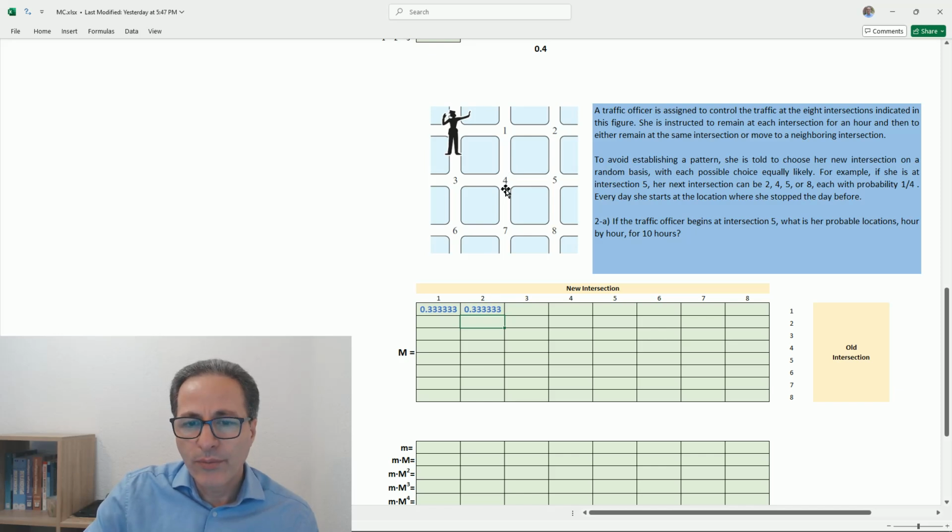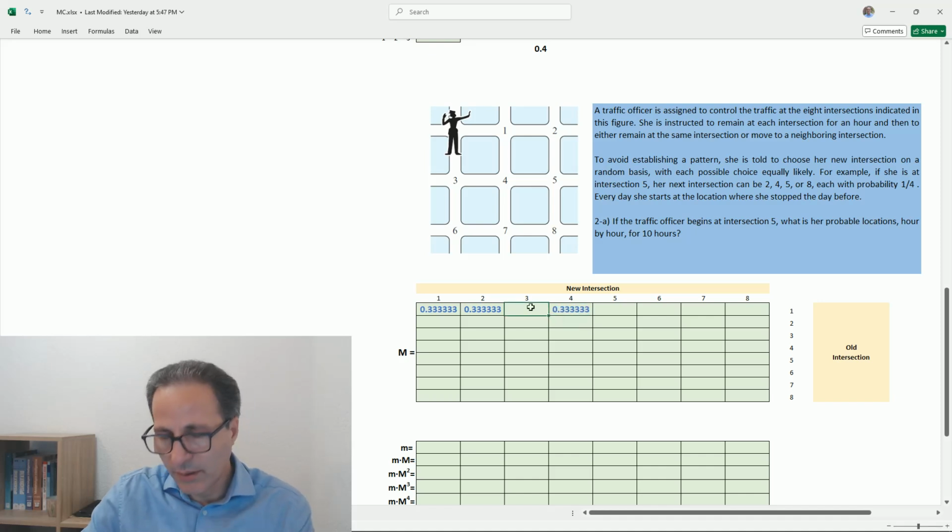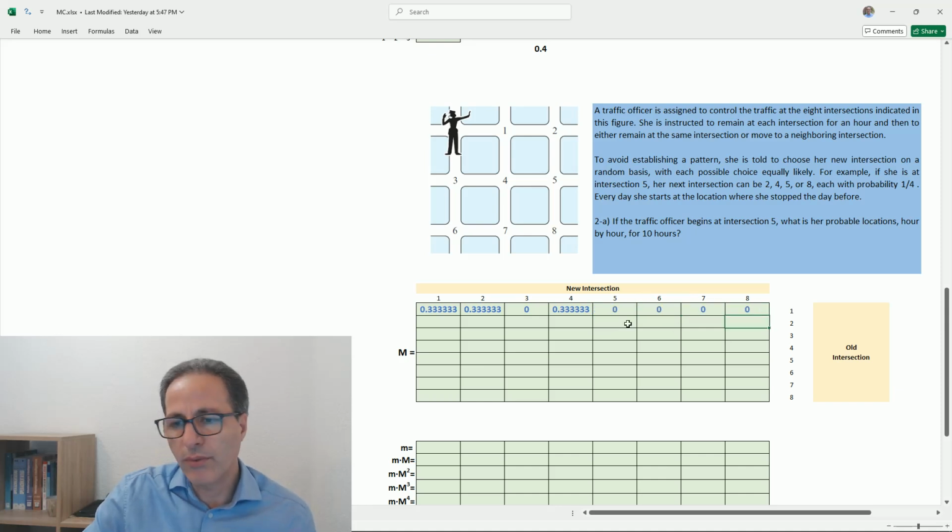And 1 to 4 also 1/3. And the rest zeros, so the others are 0. And in each row, we must have the sum of these values equal to 1, which is exactly the same. Now, if she's at 2, there are 1, 2, again 3 possibilities, but from 2, she can move to 1. So the same probability.